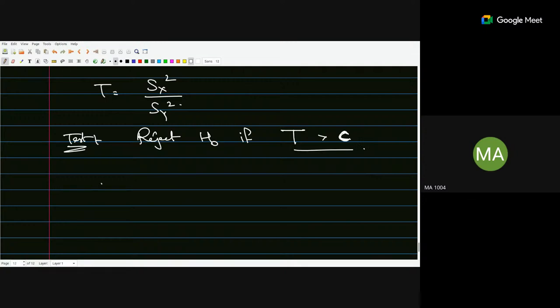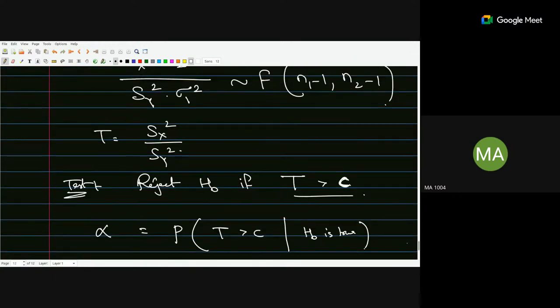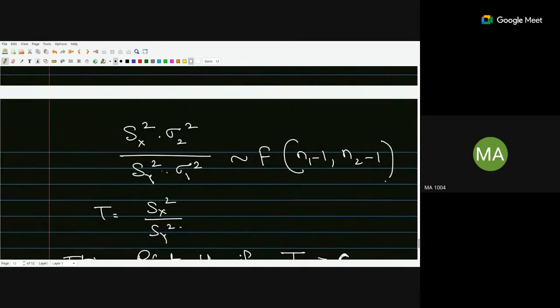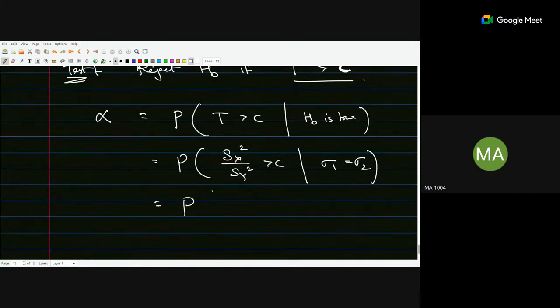Okay, so I will start now. Alpha is equal to the probability of rejecting when T is greater than C, given the null is true. So this is the probability that Sx square by Sy square is greater than C, where the null is true, sigma 1 is equal to sigma 2. When sigma 1 equals sigma 2, you just go back and see, this and this get cancelled out and you don't need anything except the ratio of the sample variances. That will follow directly the F distribution. So far so good.